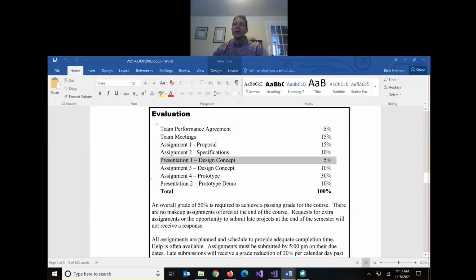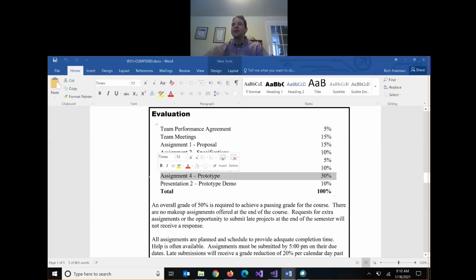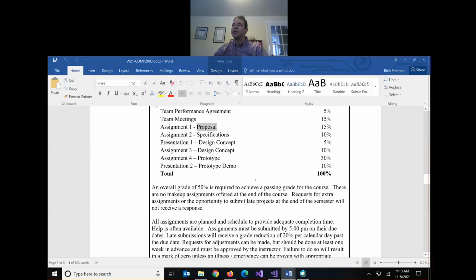And then assignment 4 is due at the end of the semester in April, and that's your prototype. It may not be a fully production-ready web application, but it should be close. Most of the functionality you've outlined in your proposal should be included, and in our last class, each team is going to do a demo of their application, show their work.